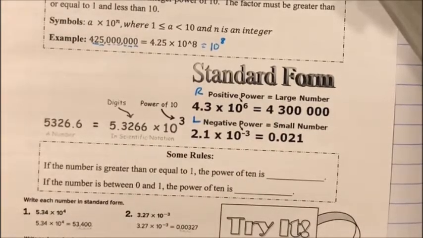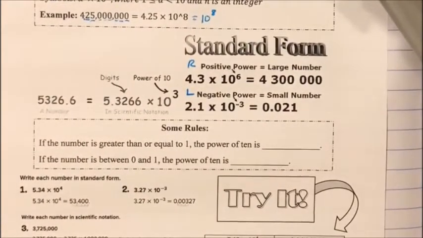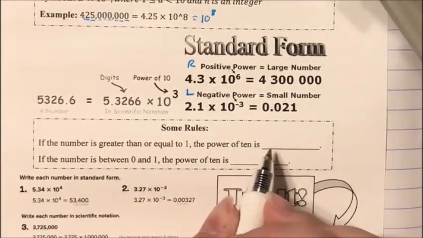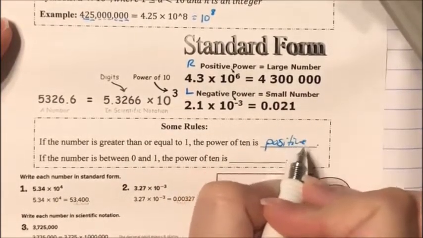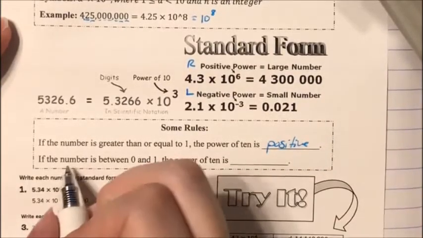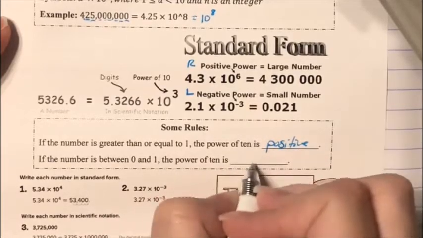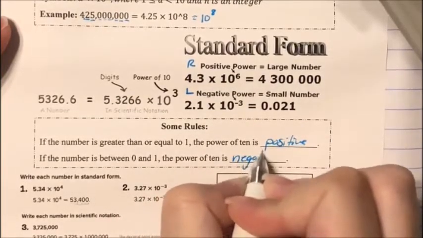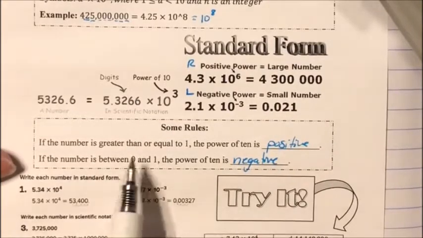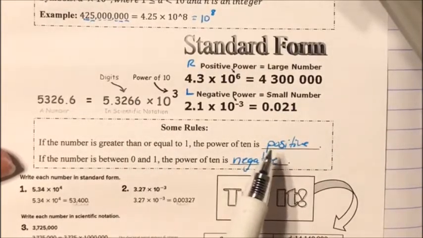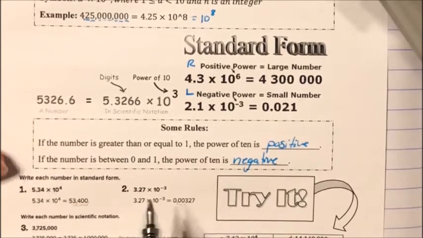All right, so some rules. If the number is greater than or equal to 1, the power of 10 is positive. Okay? If the number is between 0 and 1, the power of 10 is negative. So if I start with a number greater than or equal to 1, positive. If I start with a number between 0 and 1, negative. All right?